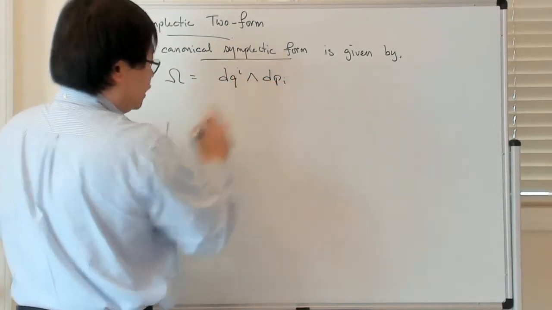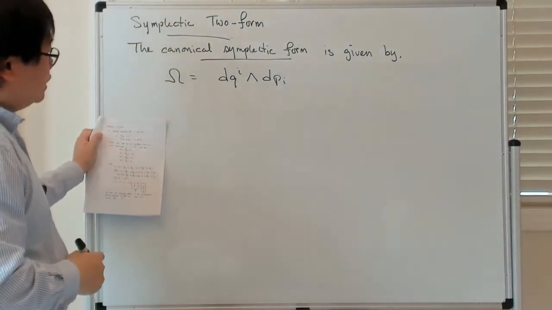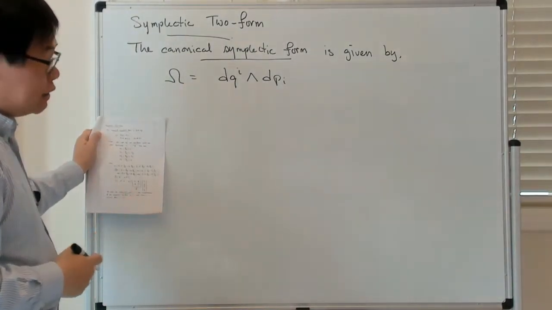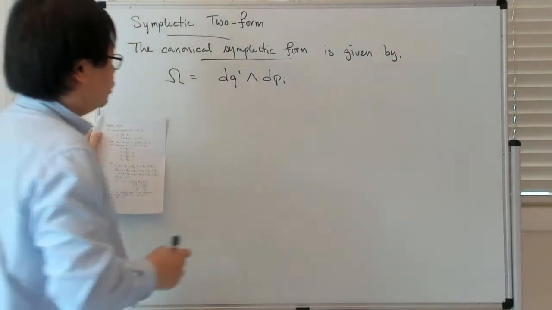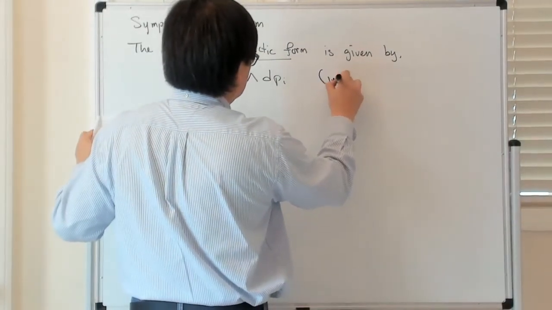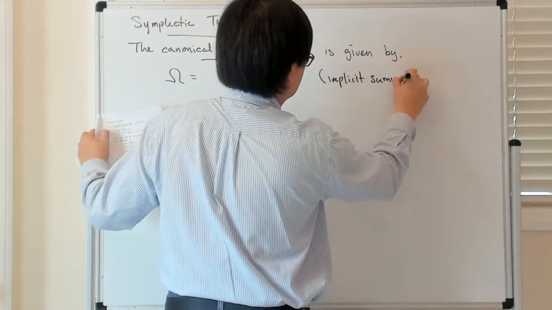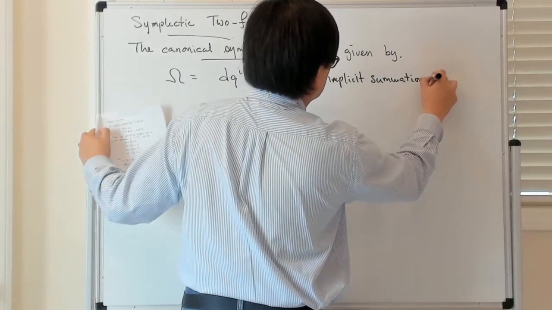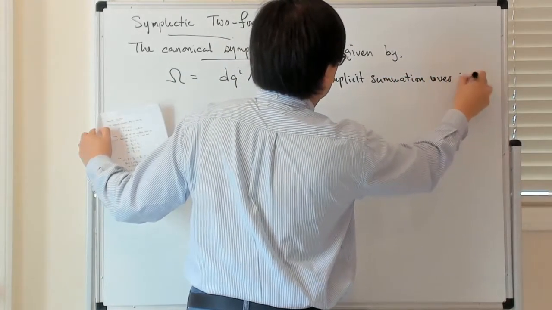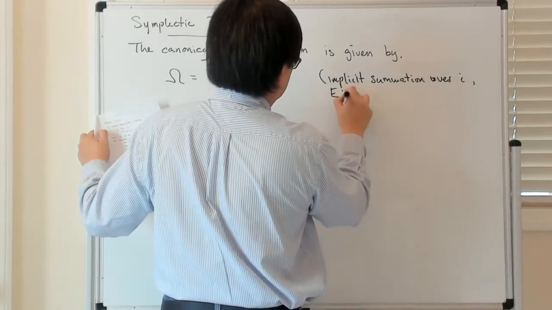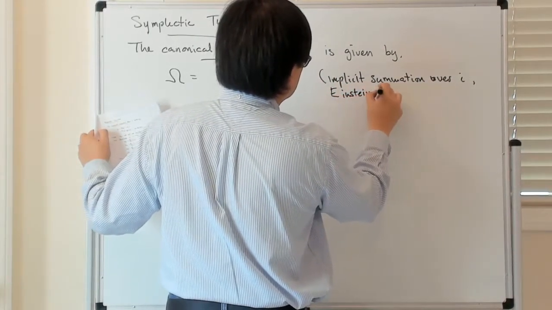Where again there's this implicit summation over i, via the Einstein summation convention, right? So there's an implicit summation over i, which is called the Einstein summation convention.